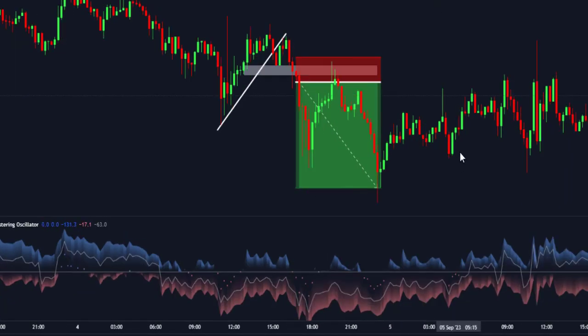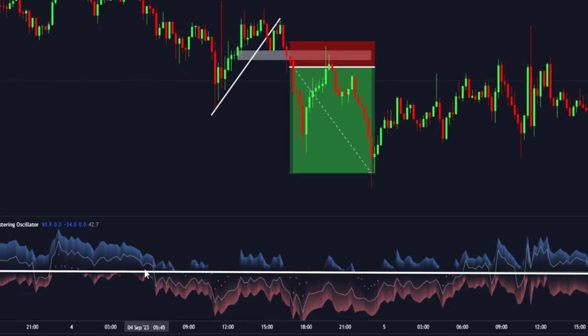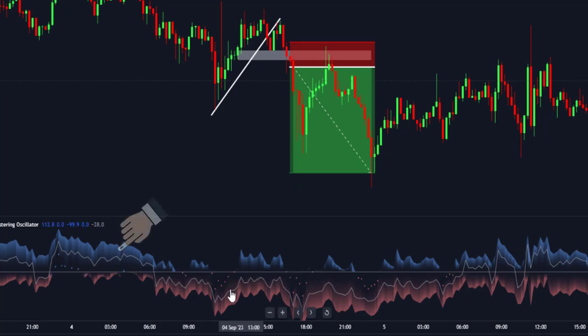Looking at the indicator, you will notice that it has other parts, other than its components. There is, first, the zero line, which runs across the middle of the indicator. Another one is the blue shadow, which is above the zero line, and the brown shadow, which is below the zero line.